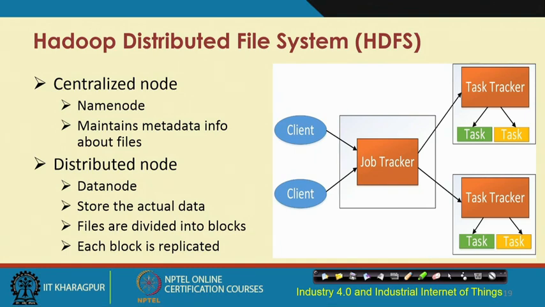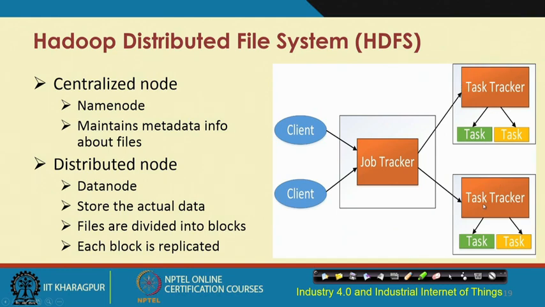So, in HDFS, you have two types of nodes. One is the name node, the other one is the data node. The name node is a centralized node. This job tracker, for example, is run in the name node. So, this is a centralized node, and then you have these other task trackers, for example, which are executed in the data nodes.